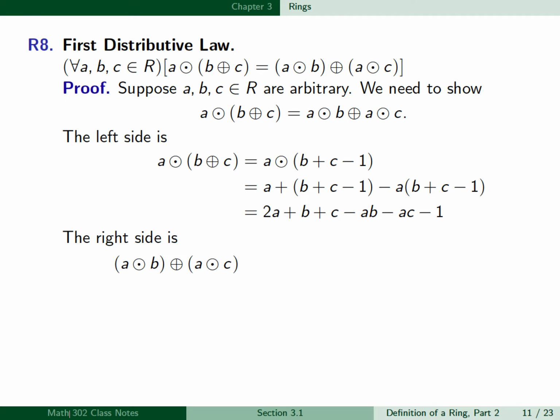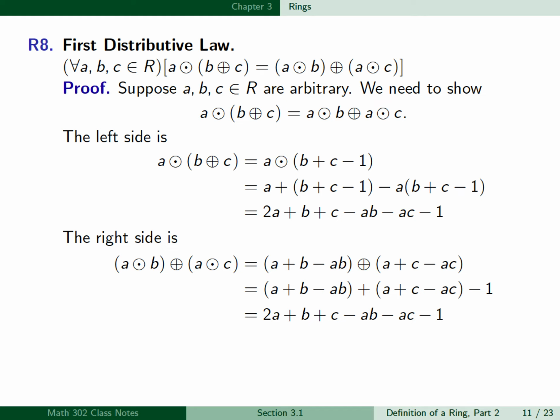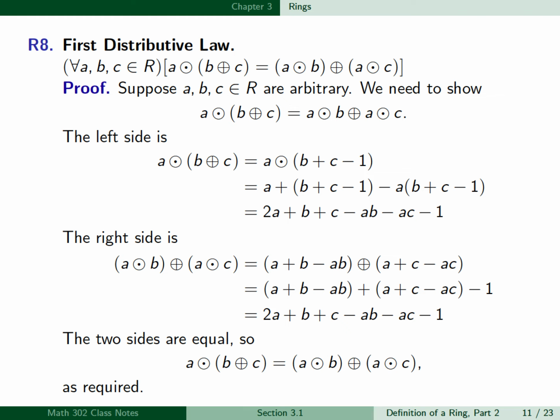The right side is as shown, so it's the quantity a circle dot b plus the quantity a circle dot c. And this will be the quantity a plus b minus ab circle plus the quantity a plus c minus ac. And this is, using the definition of our addition, a plus b minus ab plus a plus c minus ac minus 1. Now simplifying this, this is going to work out to 2a plus b plus c minus ab minus ac minus 1. And we can see that the two sides are equal, so the distributive law holds as required. And therefore the first distributive law in R8 holds.